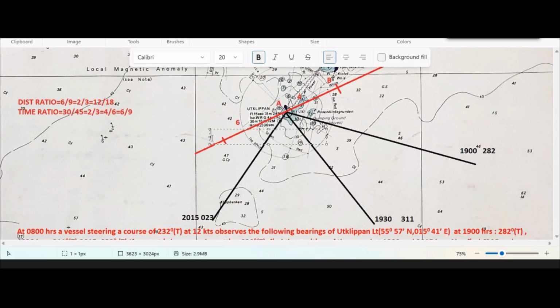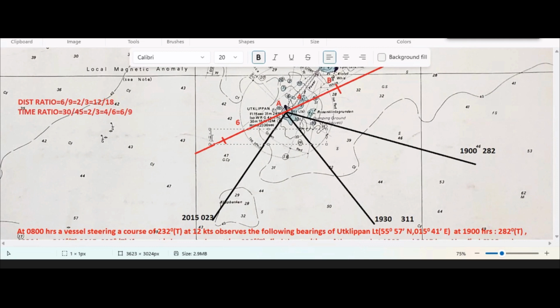Distance ratio, what is the time interval? Half an hour. The engine speed is giving 12 knots. So in half an hour, what is the distance covered? 6 miles. We have taken 6.